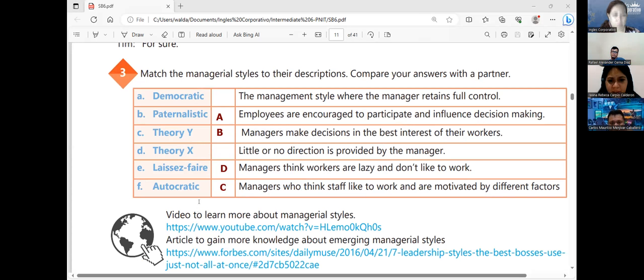Little or no direction is provided by the manager. Yeah, exactly. Little and no direction is provided by the manager. And which one is autocratic? The style where the manager retains full control. Yeah, exactly. That's why the word autocratic just means one, right? And he doesn't care about what's in the best interest. He just does whatever he thinks he likes, basically. Okay, so there we go.